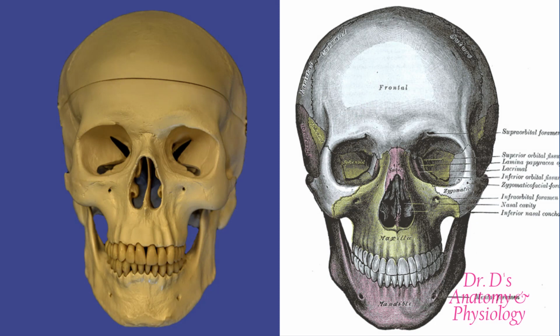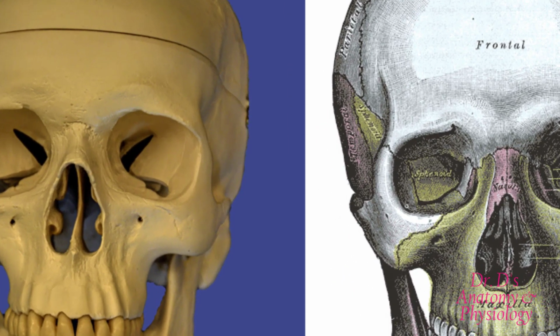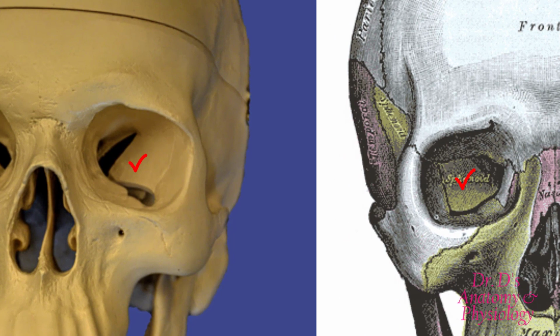We can take a look at how this works in the intact skull. On the left we have a plastic skull, and on the right we have a figure from Gray's Anatomy. And so you can again note that the sphenoid bone contributes to the wall of the orbit. And in between the lesser and the greater wings, we have the superior orbital fissure, which is essentially a narrow, irregular opening that you find in the upper part of the orbital wall.